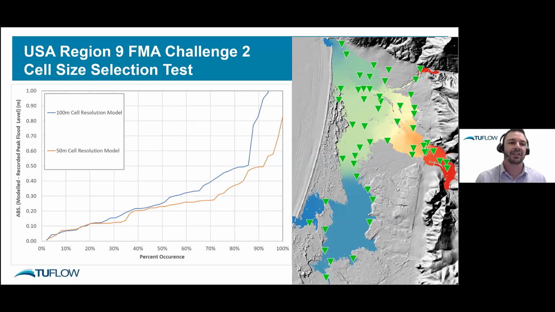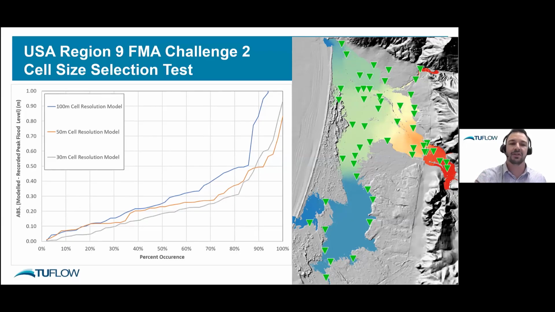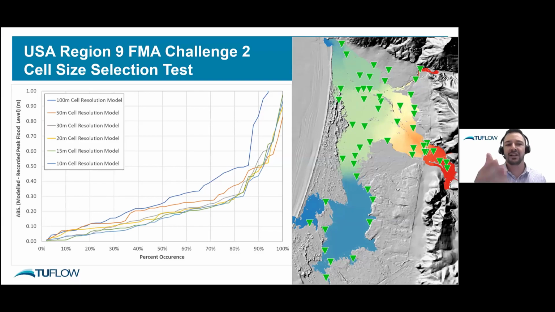So that was 100 meter resolution, 50 meter. You can see we're trending down towards the x-axis, so it's increasing in accuracy. You've got that level difference on the left, so we're hoping to get down towards the x-axis. There's a 30 meter result. 20, 15, and 10 are in there as well. I wouldn't include these figures in a report, but for trying to see the sensitivity of these things, it's really useful.